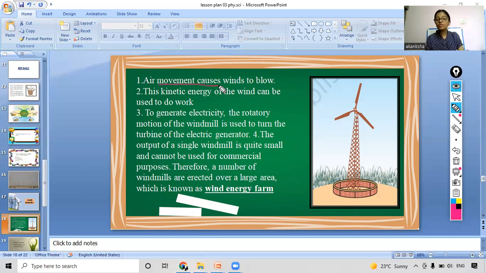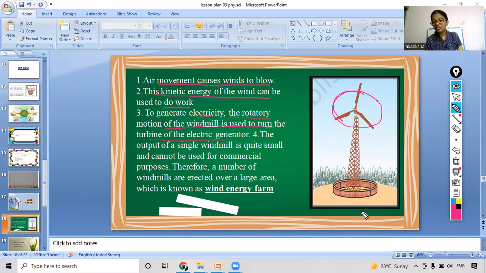So air movement causes wind to blow, right? When wind is blowing, this kinetic energy of the wind can be used to do work. So this fan starts moving when wind blows, right? And when it starts moving, it generates electricity. The rotatory motion of the windmill is used to turn the turbine of the electric generator.